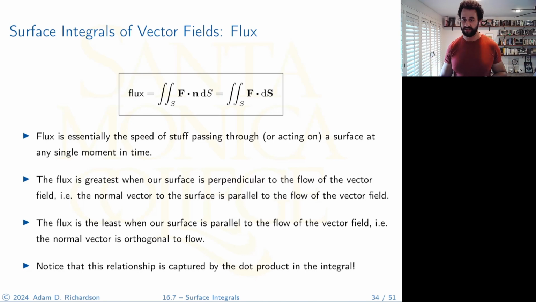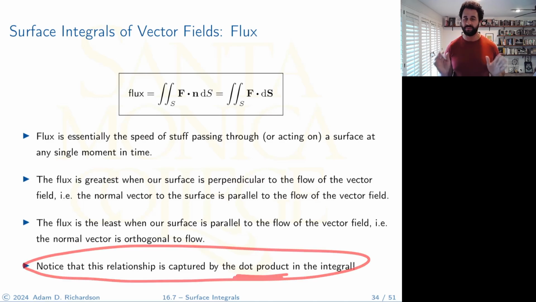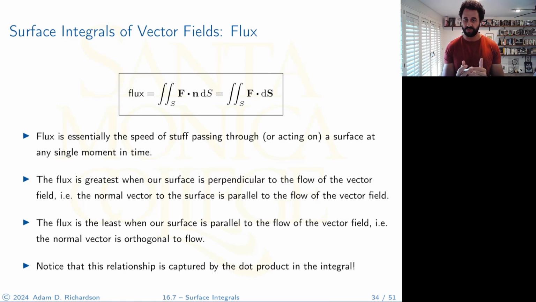What's really cool about this, as I mentioned a moment ago, is how that relationship is captured by the dot product. That's why the dot product is such a critically important thing. The dot product tells you how aligned these two vectors are, and we really need to know that. The dot product picks out that if they are orthogonal, the flux is going to be big, but if they're parallel, the flux is going to be small. It's going to be zero. Cool stuff.